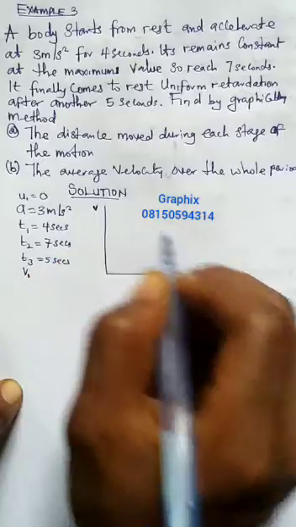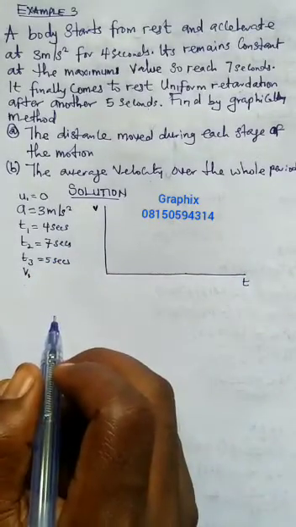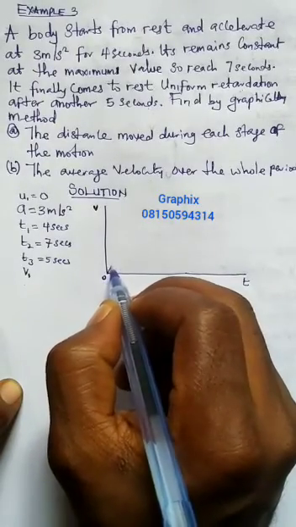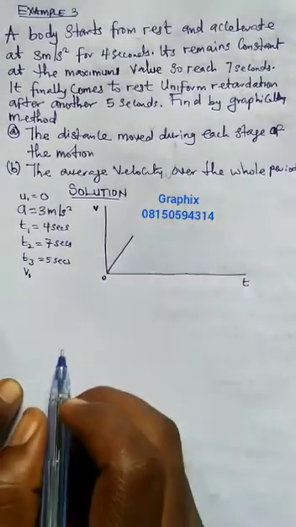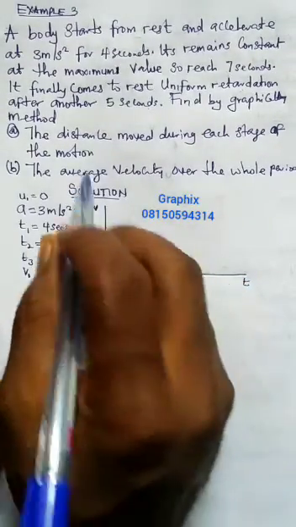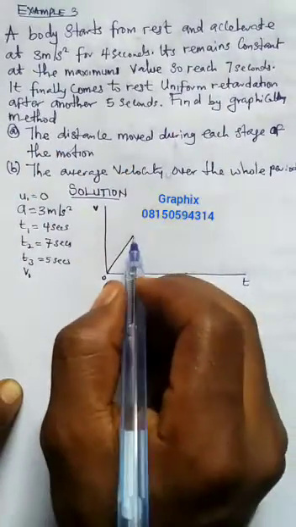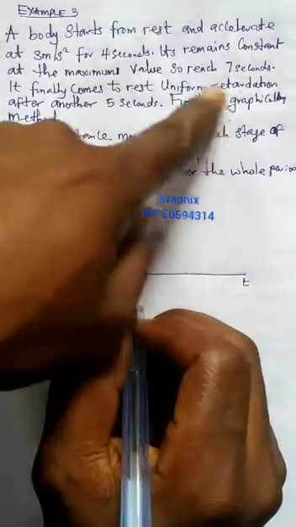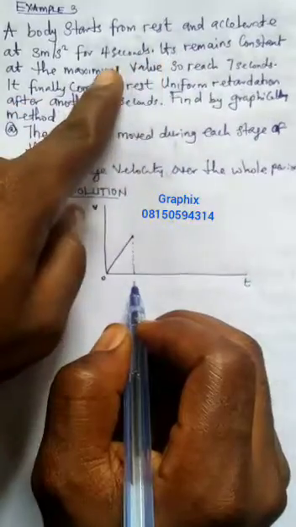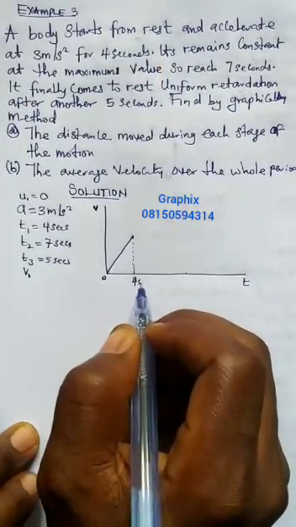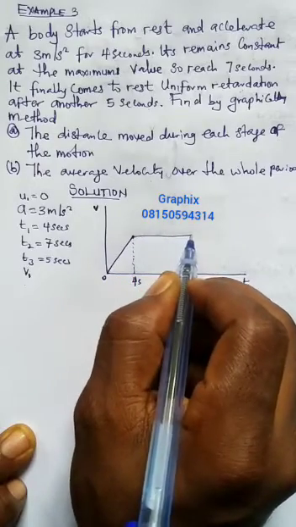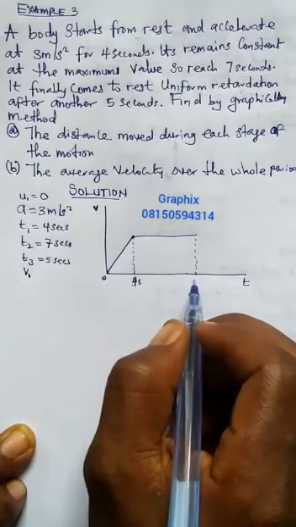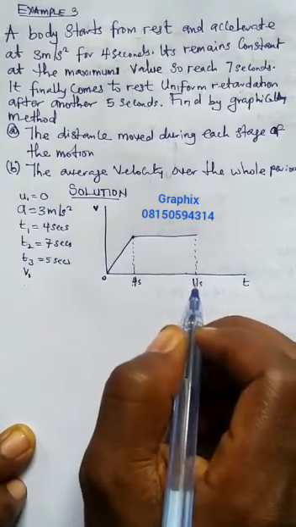And this is V, and we have our T. So it says the body starts from rest. You start from the 0 point here. It moves up, right? Accelerate at 3 meters per second for how many seconds? Accelerate for 4 seconds. Yes. Now it maintains it for another 7 seconds. 7 plus 4, that is 11 seconds.